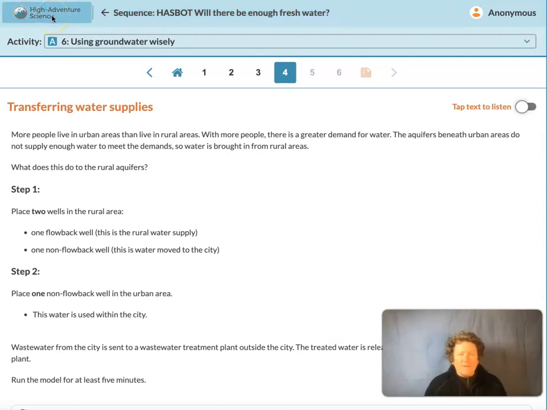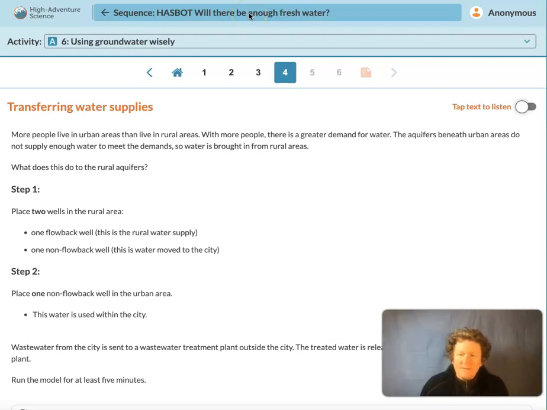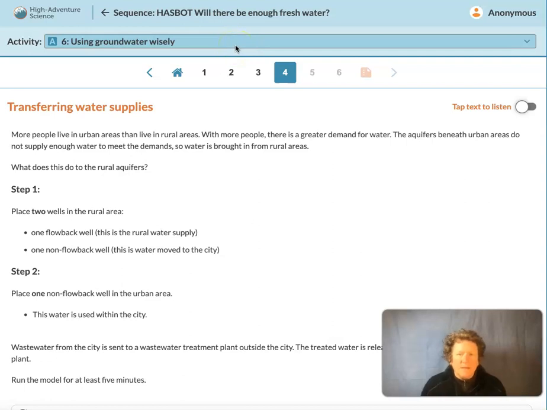We're doing high adventure science. Will there be enough fresh water? This is on learn.concord.org. We're on activity 6 and we're picking it up on page 4. There is a part 1 video that goes through pages 1 through 3.